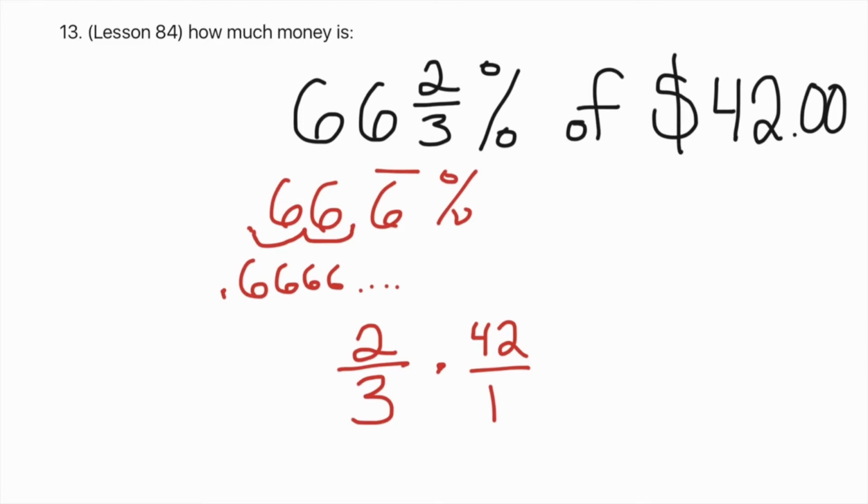And we can actually cross reduce here. I know that 3 and 42 can be simplified. So if I divide 3 by 3, I get 1. And 42 divided by 3 is 14. And now I just multiply across. So 2 times 14 is going to give us 28. And it's money, so we'll write $28. And over 1, so we just say it's $28 is our answer.